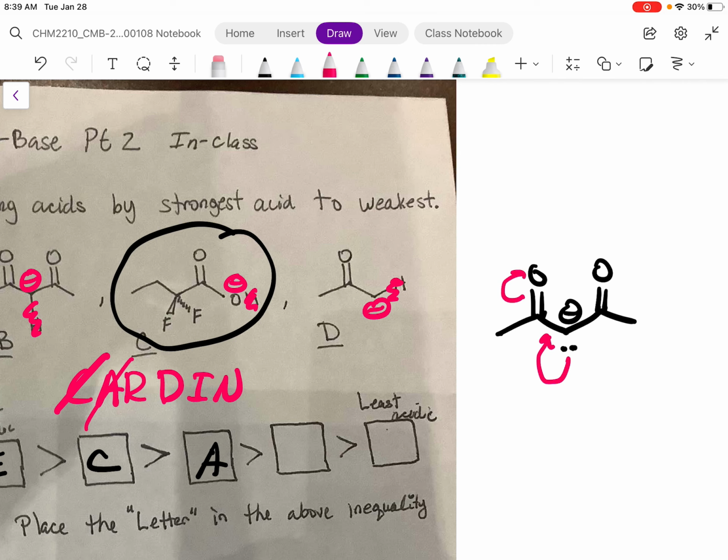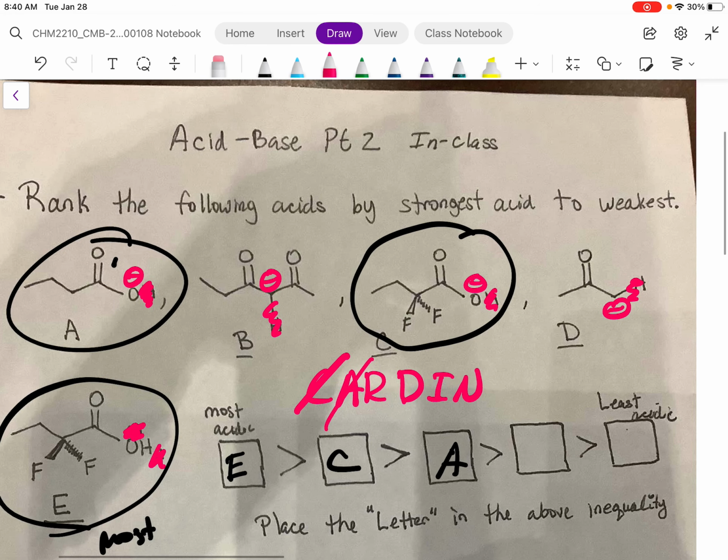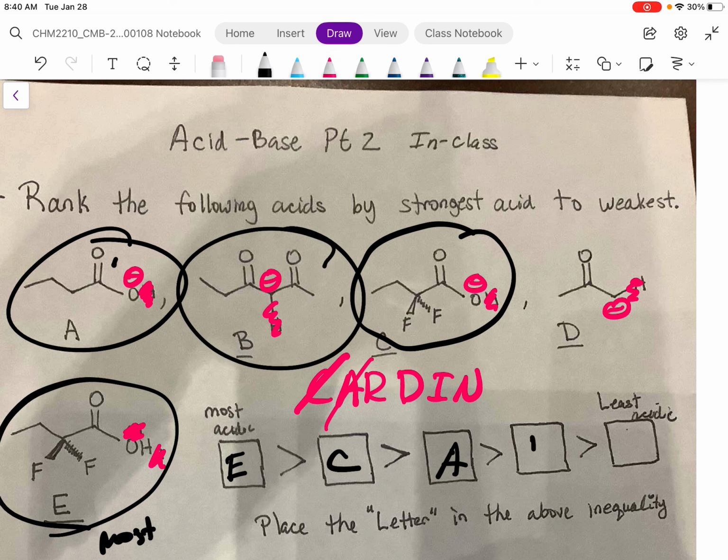Whereas molecule D, oh, there's no oxygen there. Molecule D only has one resonance structure. So between those two options, we would say molecule B is more stable than D because it has more resonance structures. So that's more stable, so that's B, and then D would be the last.